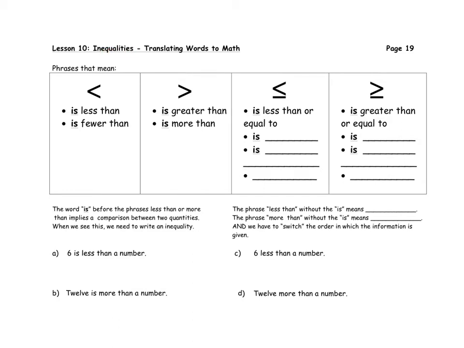So phrases that mean less than are pretty straightforward, and recall we must have this word is in front of less than, otherwise that could mean that we're subtracting. So we could also say is fewer than. For the greater than symbol, is greater than or is more than, so we have to use is in front of both of those. So these symbols now, there are several phrases that we haven't talked about, and this is referred to as the less than or equal to, and if we see the word is, that's going to mean this symbol. But as previously mentioned, there's also a couple other phrases.